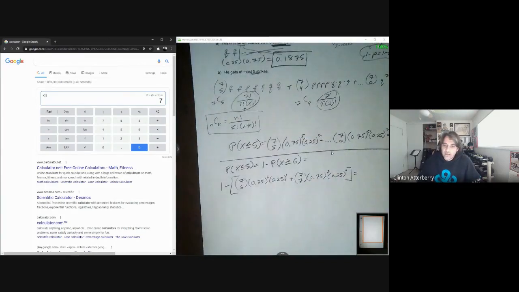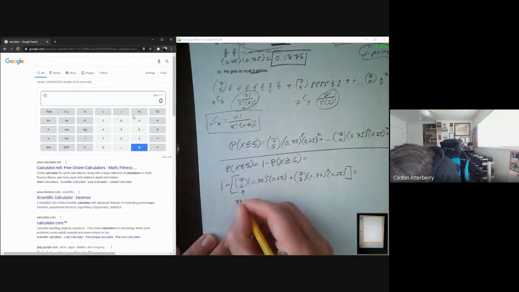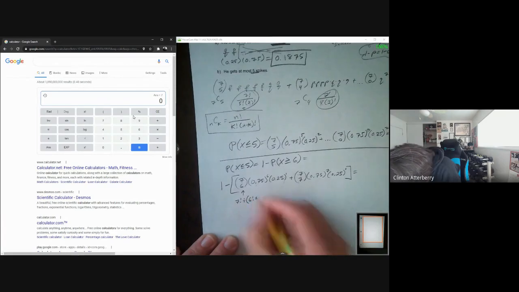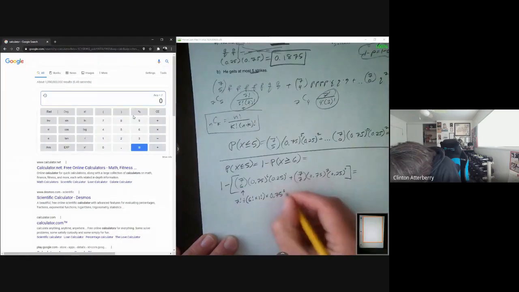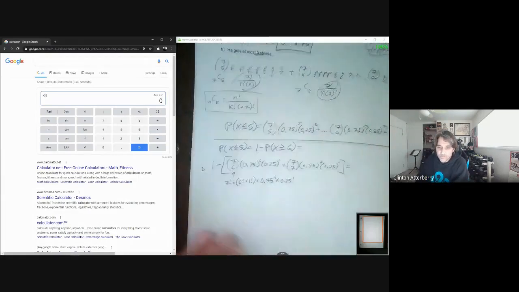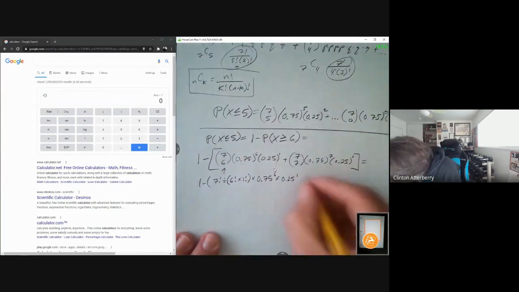So what I like to do is go ahead and do this whole statement right here, and I'll show you what that looks like, okay? If you use Google Calculator, which I recommend because I'm showing you how it can do it right here, it's going to look like 7 factorial divided by parentheses 6 factorial times 7 minus 6 is 1 factorial times 0.75 to the 6th power times 0.25 to the 1st power. So I'm kind of showing you what the calculator will look like. I'm going to go ahead and write this out by hand. Why not? Let's do that.